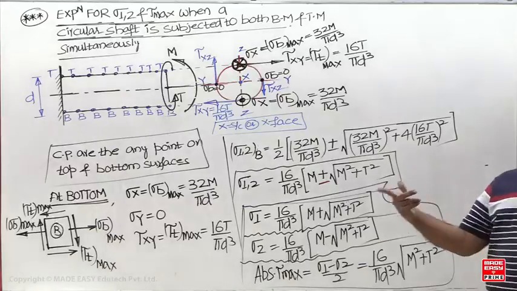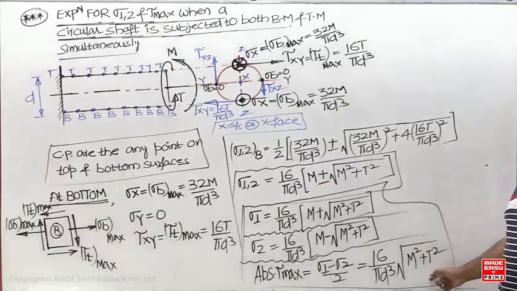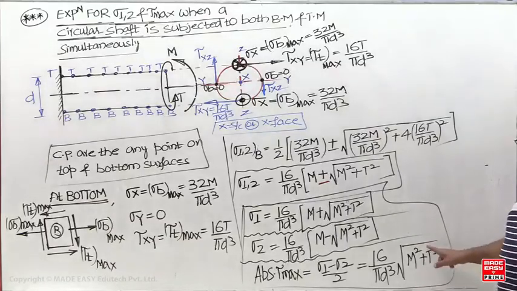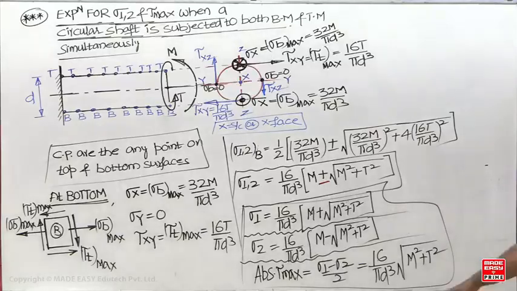But what is the maximum shear stress in the cross section? 16T by pi d cube. But this value is what now? More than 16T by pi d cube or less than? More than. What is the maximum shear stress on the cross section? 16T by pi d cube.